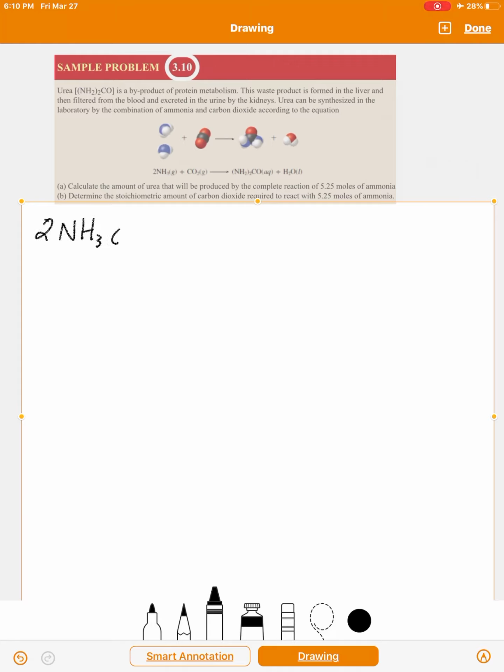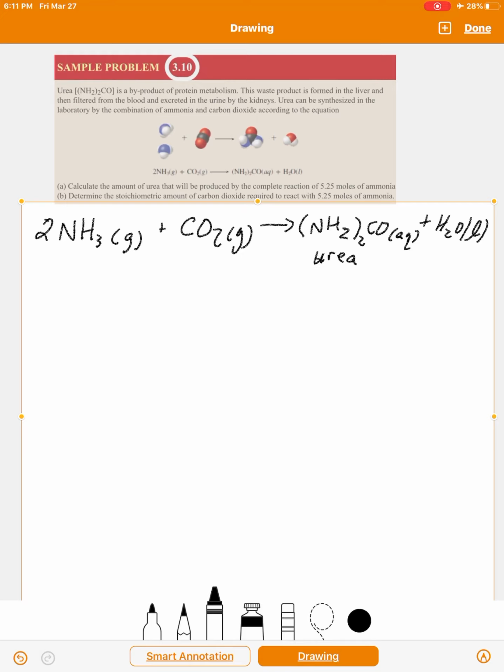2NH3 gas, right? G means gas, plus CO2 gas, gives you urea. Now, urea has a more complicated formula, right? It's (NH2)2CO. It dissolves in water, so that's the aq. It's aqueous, plus liquid water. Okay, so this is a synthesis of urea by using ammonia and carbon dioxide.